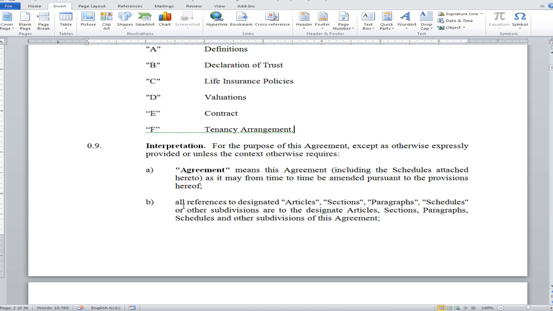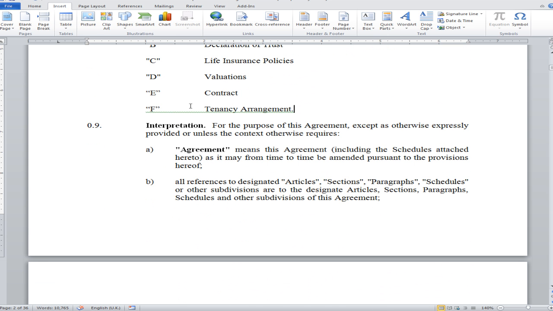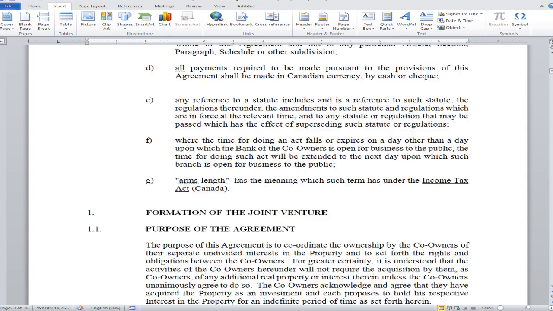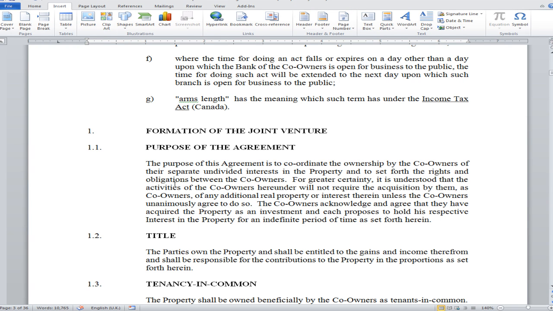So the interpretations, here's the agreement, just kind of going through it, and as I'm going through it, you can read it as well. I'm going to get to the important parts. So the purpose of this agreement: the purpose of this agreement is to coordinate the ownership of the co-owners of their separate undivided interests in the property and to set forth the rights and obligations between the co-owners.